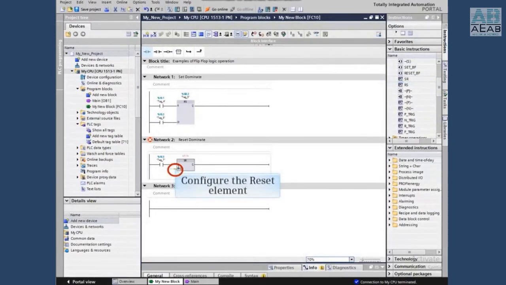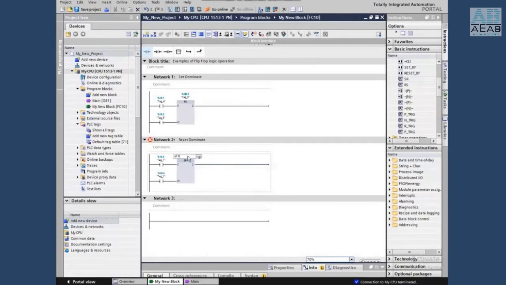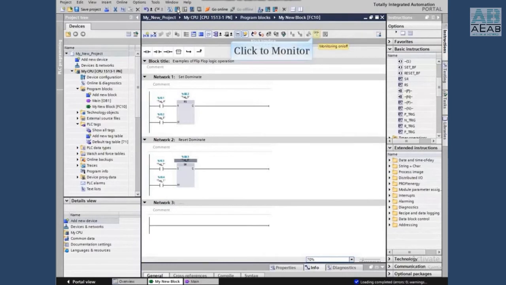And configure the reset element, as well as the output element. We will save and download the project, and click the eyeglass button to monitor the block.